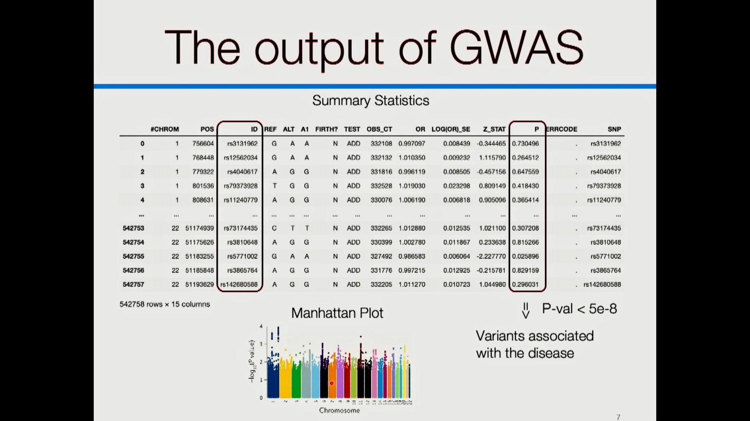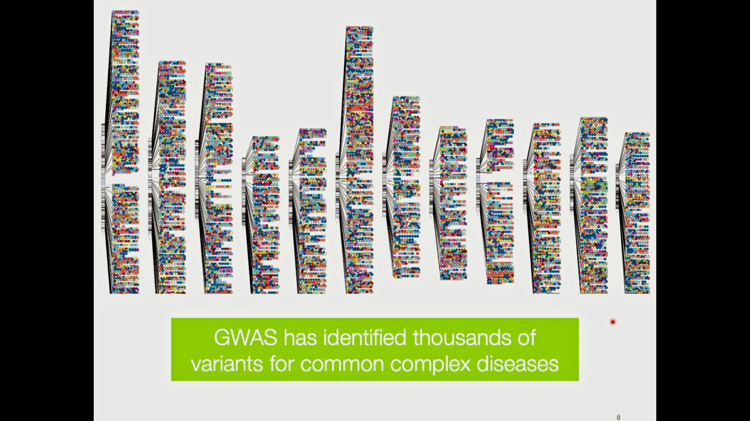And another representation is the Manhattan plot, as I mentioned before, where the y-axis is the minus log p-values, and you can see a peak if this variant has a very low p-value, for example, below the 5e-8 threshold. Cool. So that's a very brief introduction to what a GWAS is.